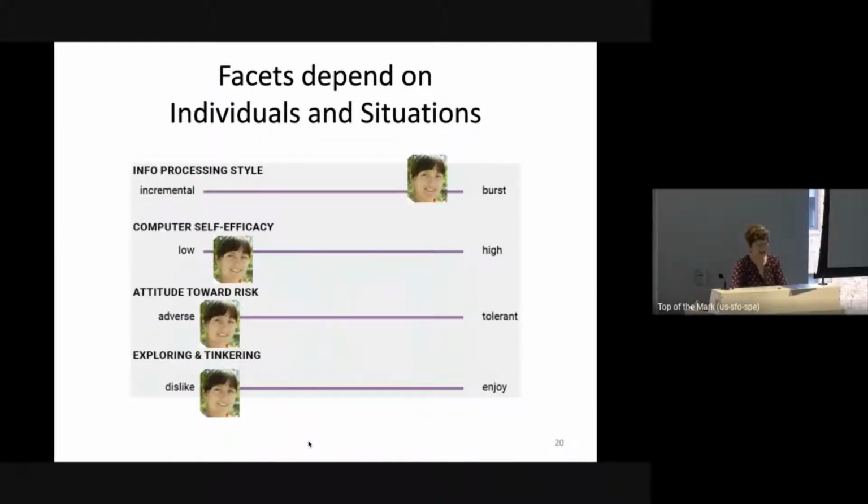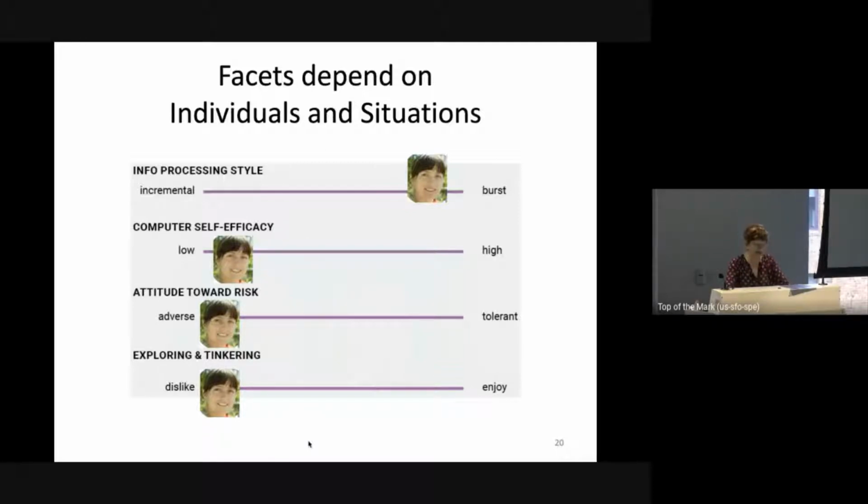Now, the facets are not as static as I've talked about them so far. These are 4 of the 5 that we have here. Risk we just talked about, well, 4 of the 5. Anyway, they are very dependent not only on individuals, but also on the situation that the individual is in.